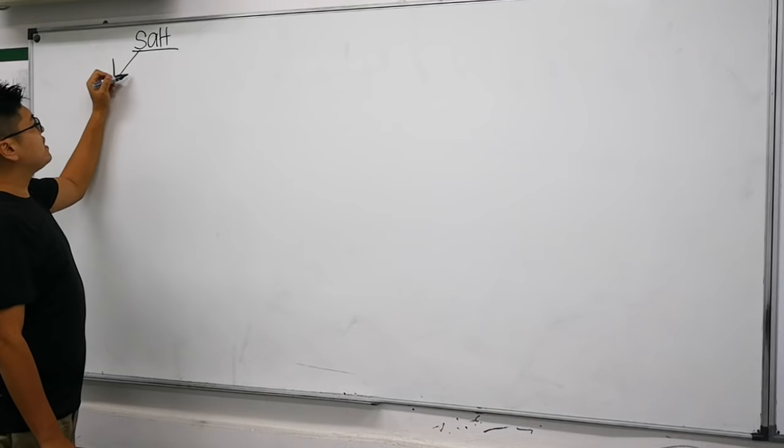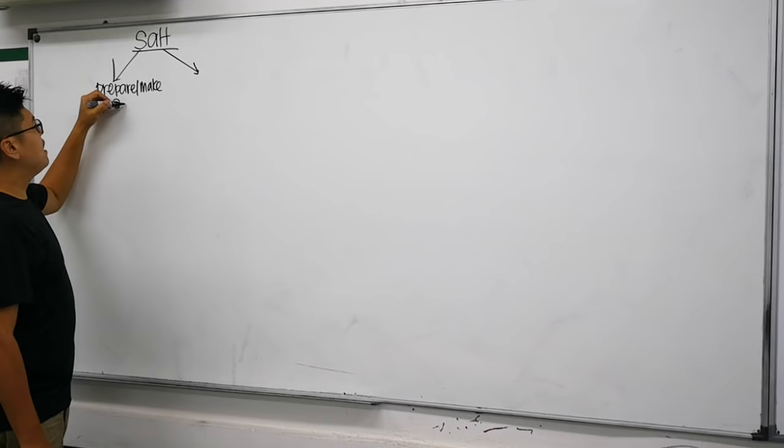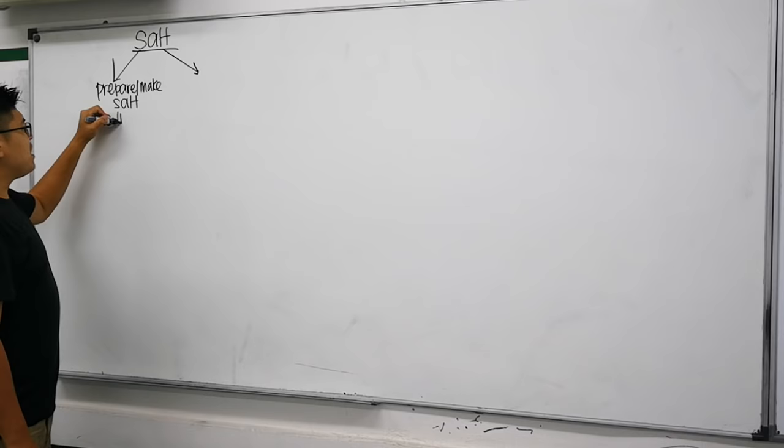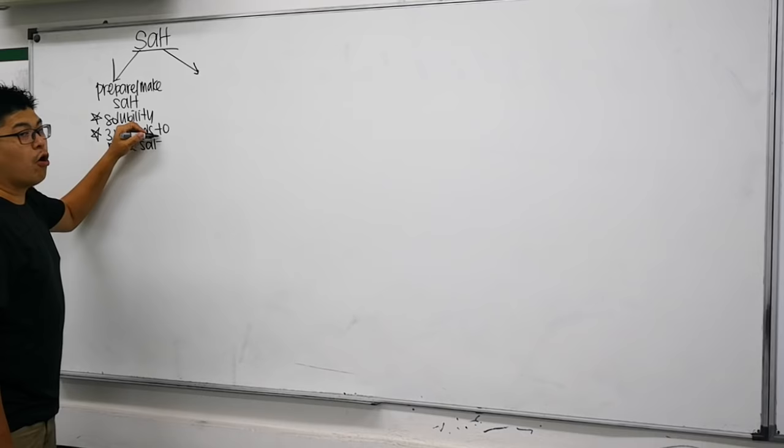First of all, you must know how to make the salt. You all must know how to prepare or how to make the salt. That's the first thing. Under making the salt, you will learn something about solubility, which we will learn today. You will learn three different methods to make a salt. Today you will only learn one method or maximum two.